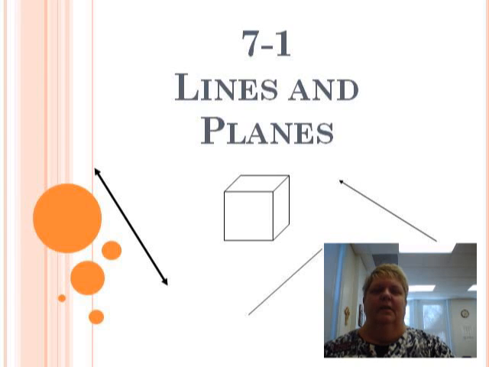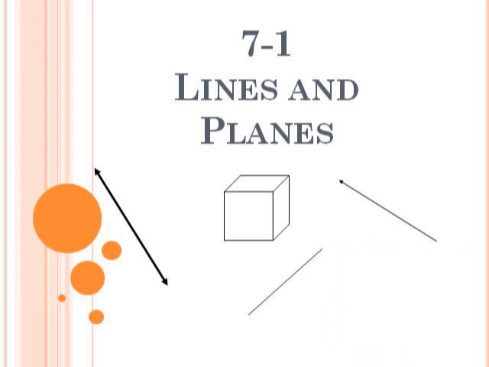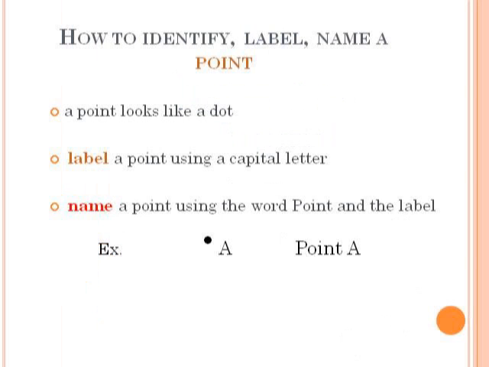Chapter 7 begins our study of geometry, and in Lesson 1 we start with lines and planes. We're going to go through this very methodically, always about how to identify what we're looking at, how to label it, and how to name it. And the reason we're going to look at it in that way is because that's how you'll be asked on your worksheets to give information.